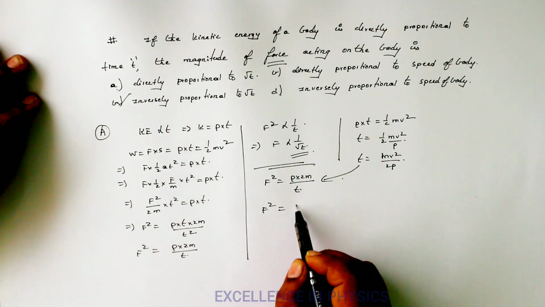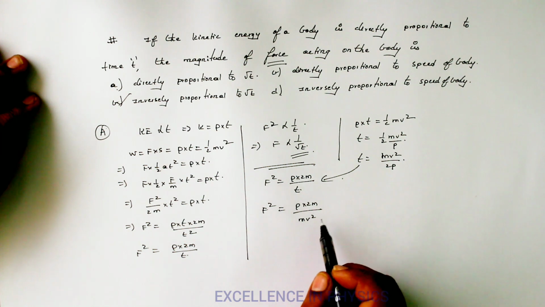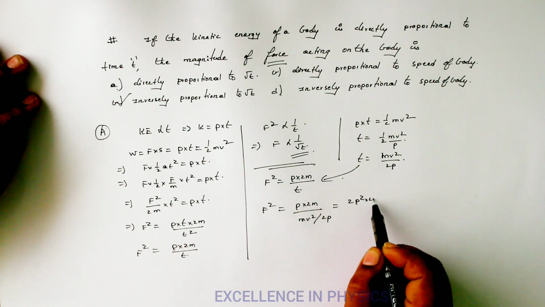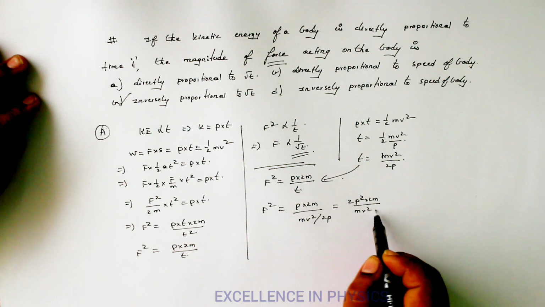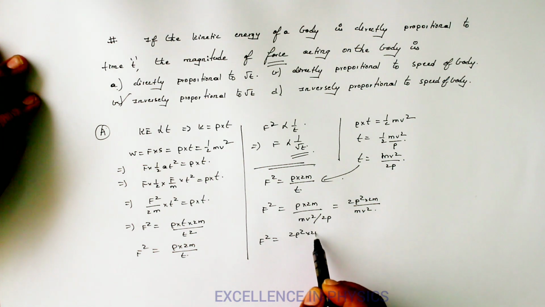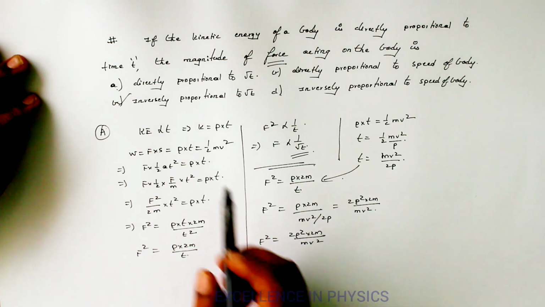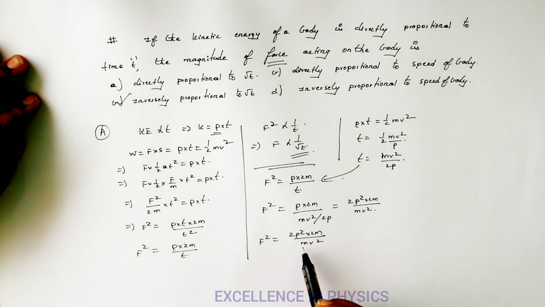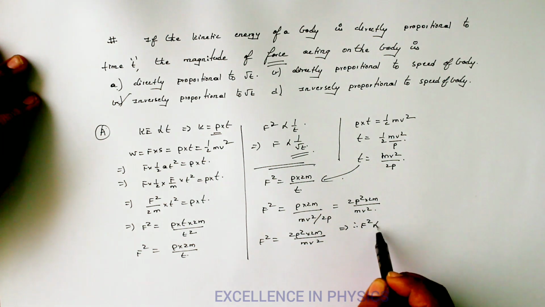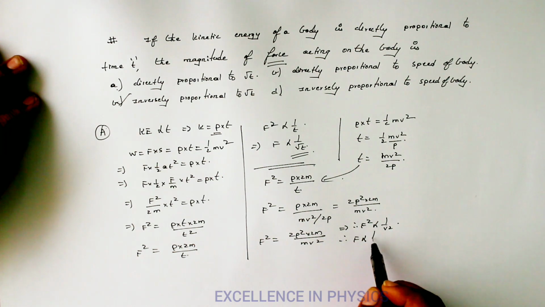So F square is equal to P into 2M divided by T; instead of T I can write mv square divided by 2P. So therefore I can write 2P square into 2M divided by mv square. So here F square is equal to 2P square into 2M divided by mv square. Here I can see that P is a constant which we have assumed, mass is a constant here also. So therefore I can write F square is inversely proportional to v square. So therefore F is inversely proportional to v.